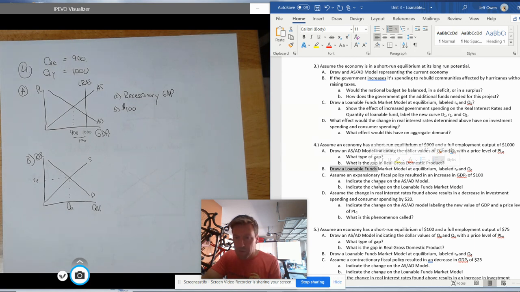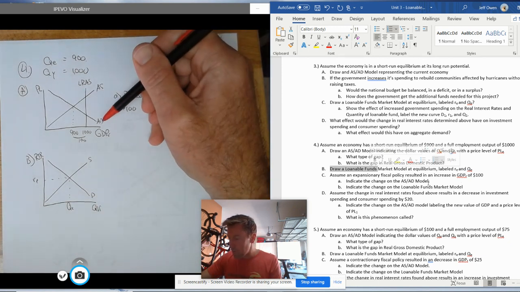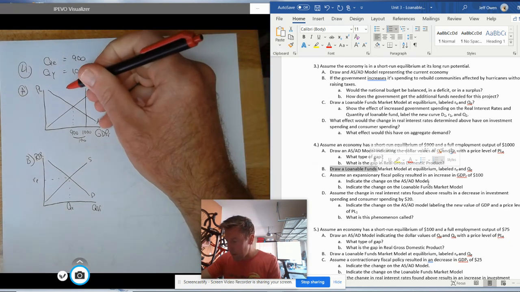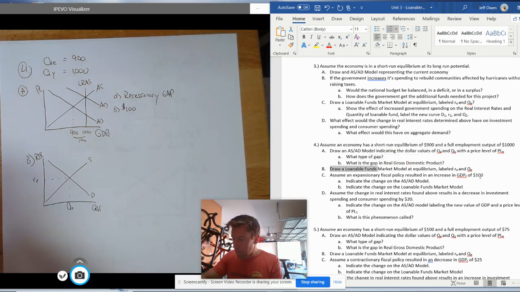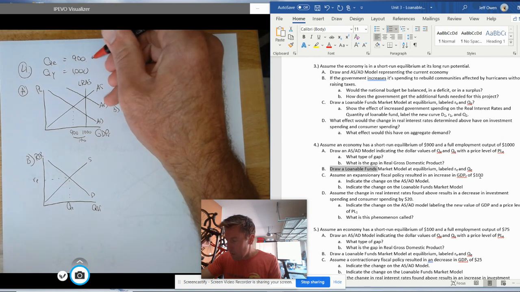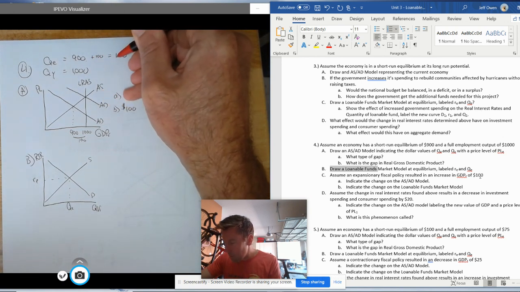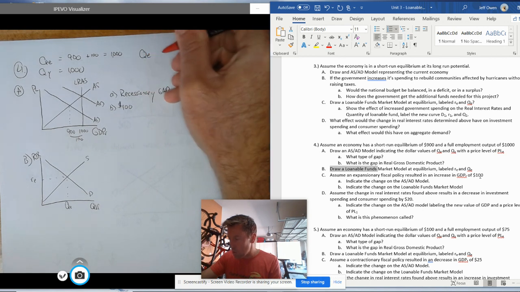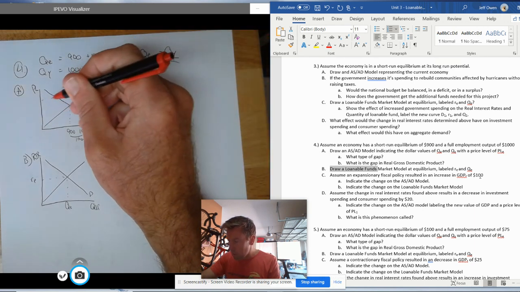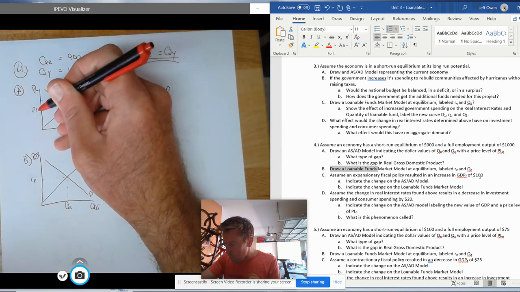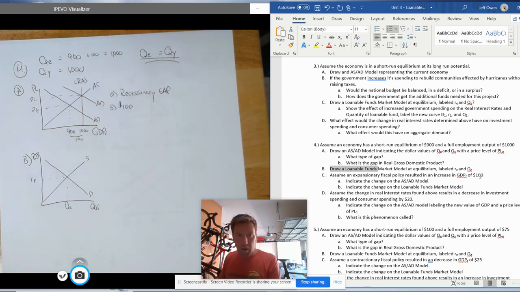Assume an expansionary fiscal policy resulted in an increase of GDP of $100. Yes, they solved the problem. All right, so indicate the change on the ASAD model. If I did an expansionary fiscal policy, I'm always moving AD. So AD goes to the right. And they said it was of $100. So my QE is now 1,000. My short run equilibrium is now my full potential output. I've returned home. That should have been labeled PLE. I'm sorry about that. And my price level 1 has now gone up.